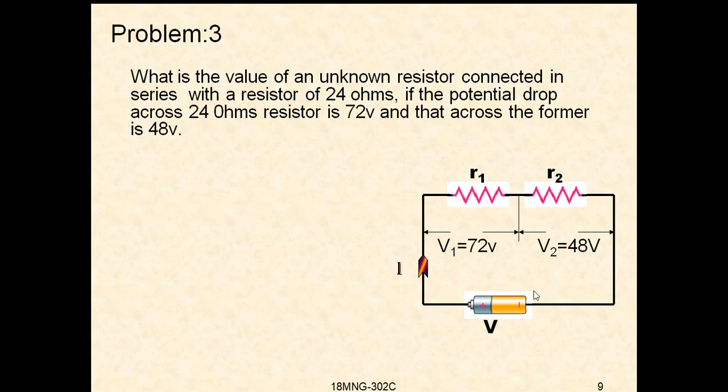In the problem it is given that there are two resistances and the potential drop across 24 ohms resistor is 72 volts, which is nothing but it is V1, and across the other resistor is 48 volts, and this resistor is an unknown resistor R2. We have to find the value.